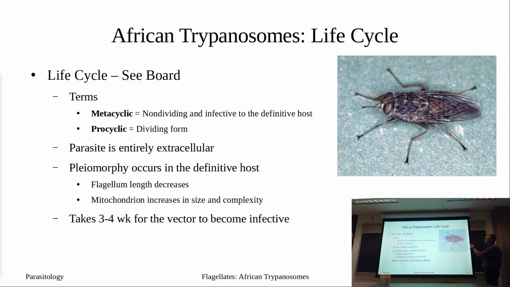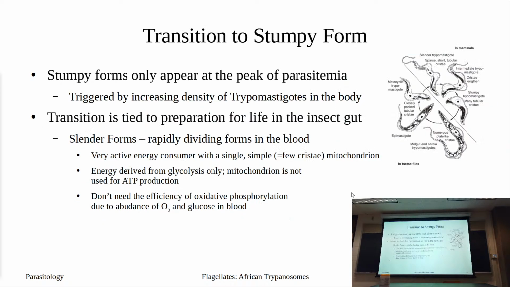Once our insect gets infected, takes that stumpy form, then it's about 3 to 4 weeks or so before they are now infective, and they will spread it. All right, any questions on that life cycle? All right, so why transition?